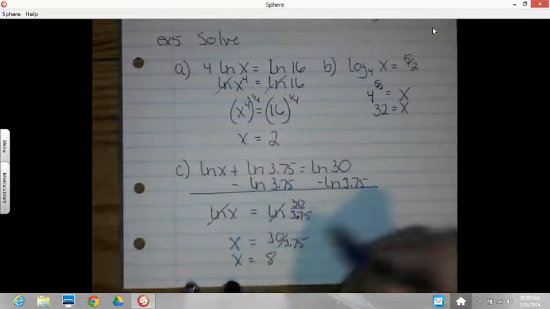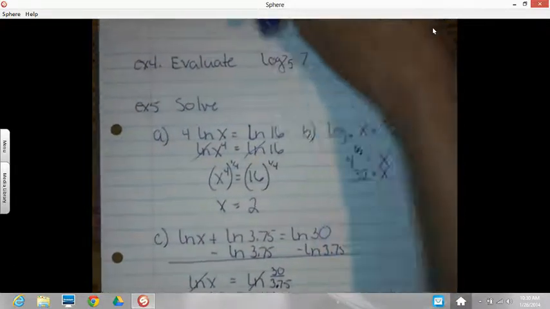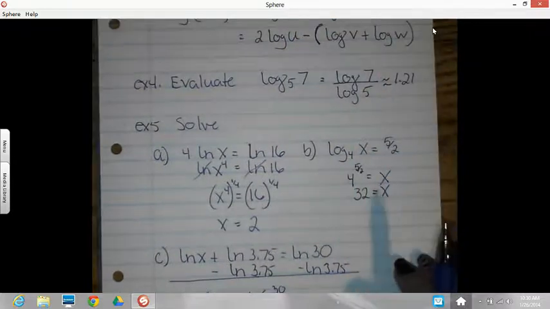Let's see. Two left. Trying to hit everything here. Let's go one more of these. Last two are a little bit challenging. Well, no, they're not. I'll go with this one. 7 to the x equals 4.